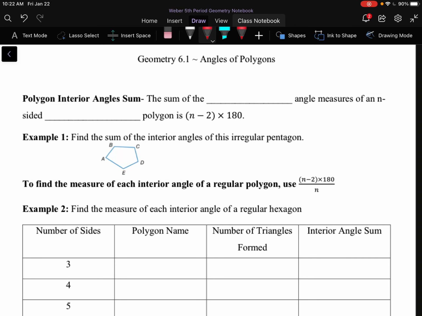Okay, hi everybody. Today we're going to be going through 6.1 notes, angles of polygons. So let's get started. Our polygon interior angle sum.